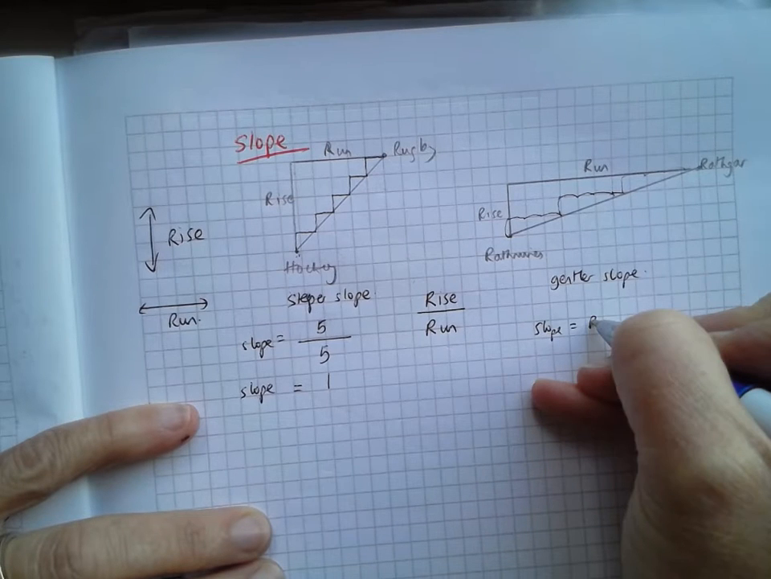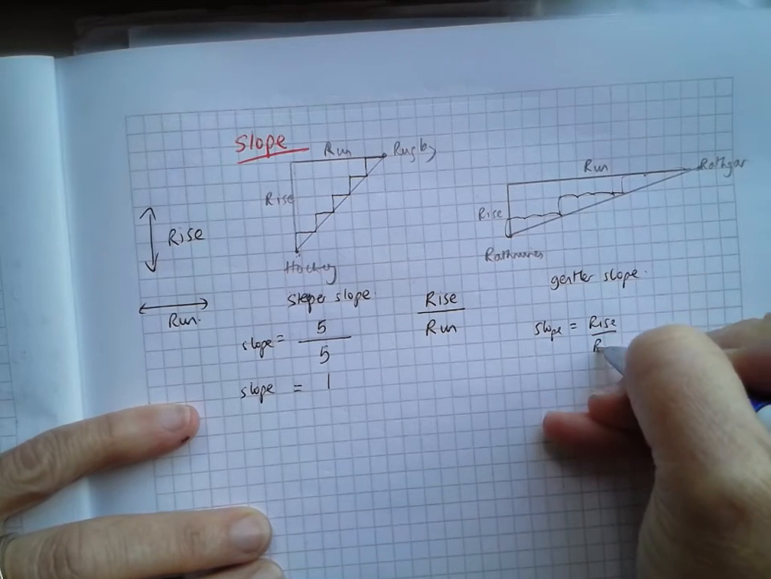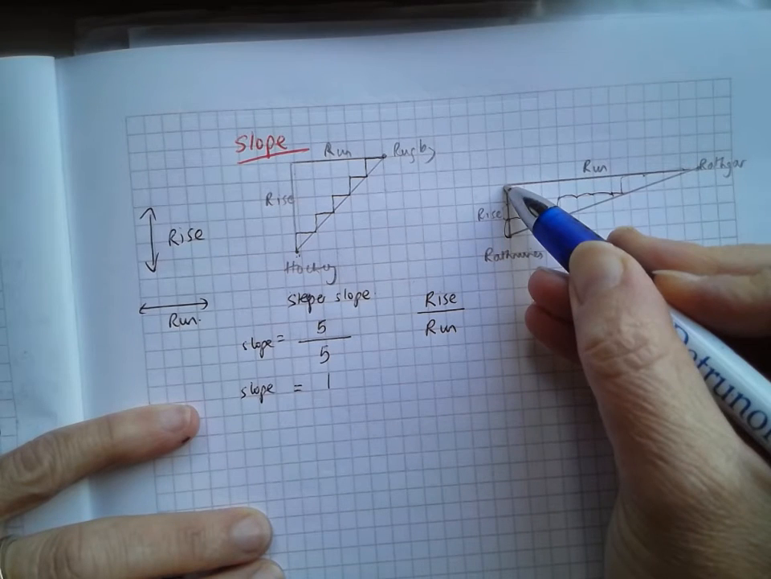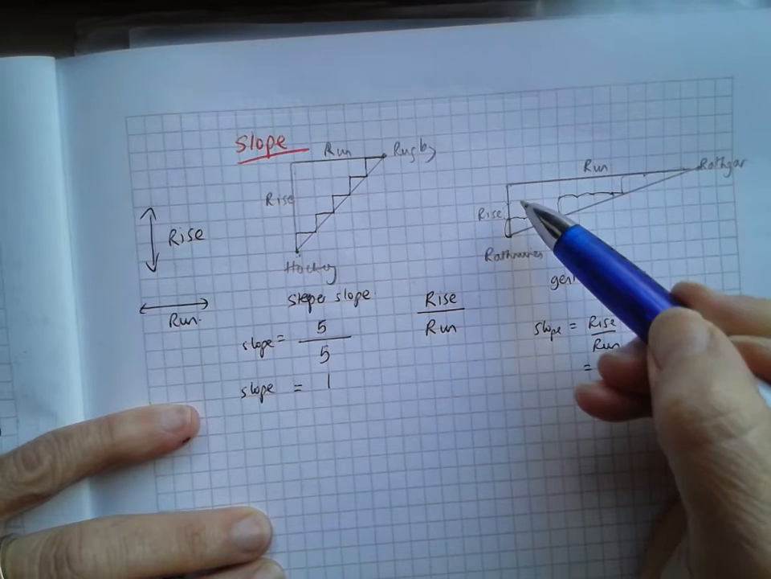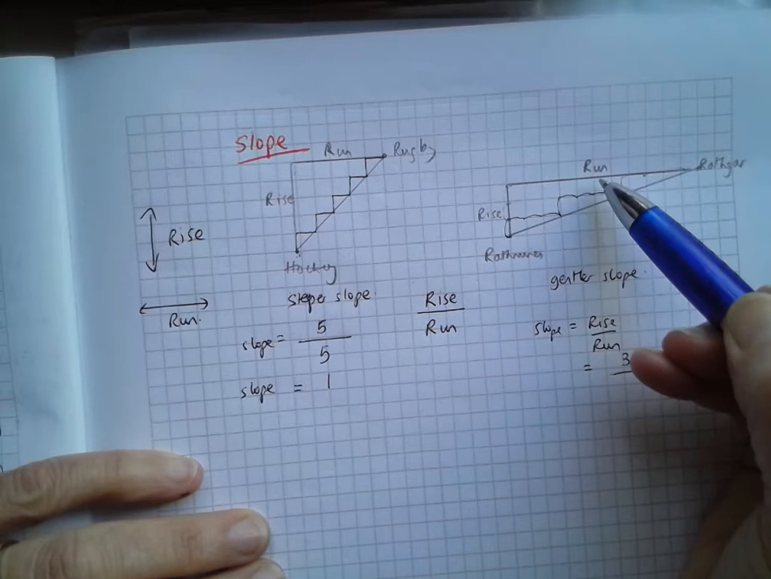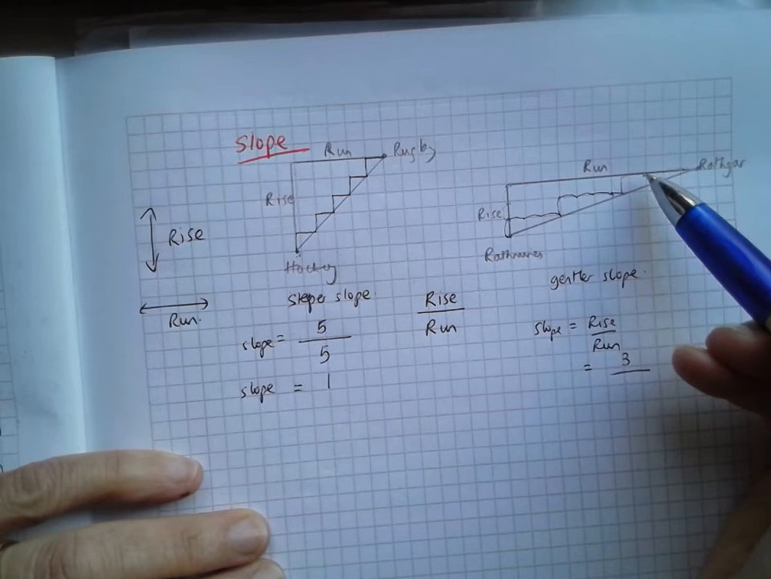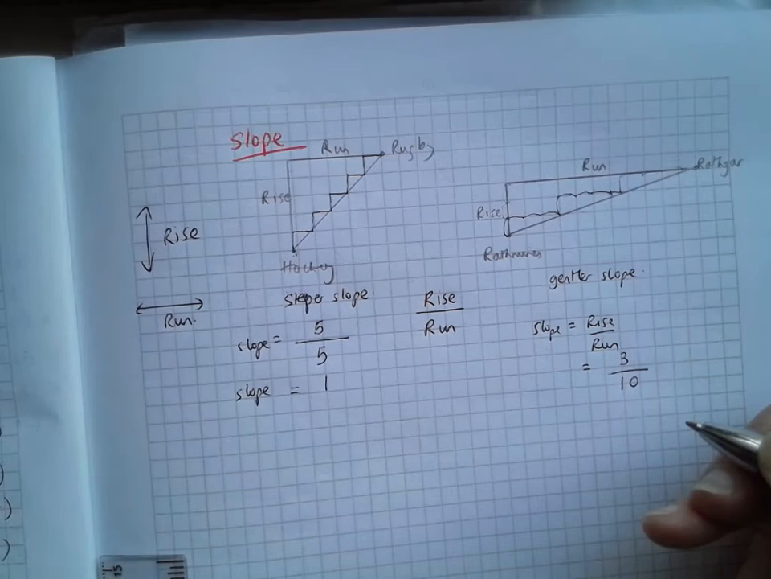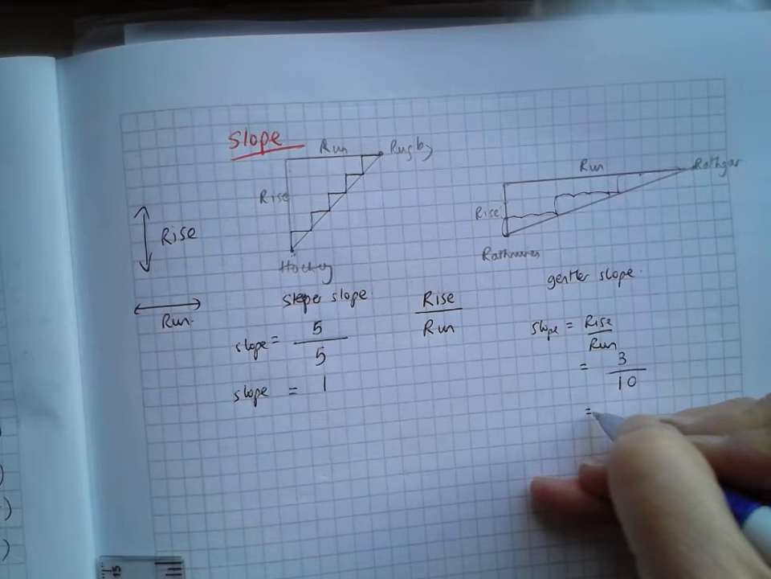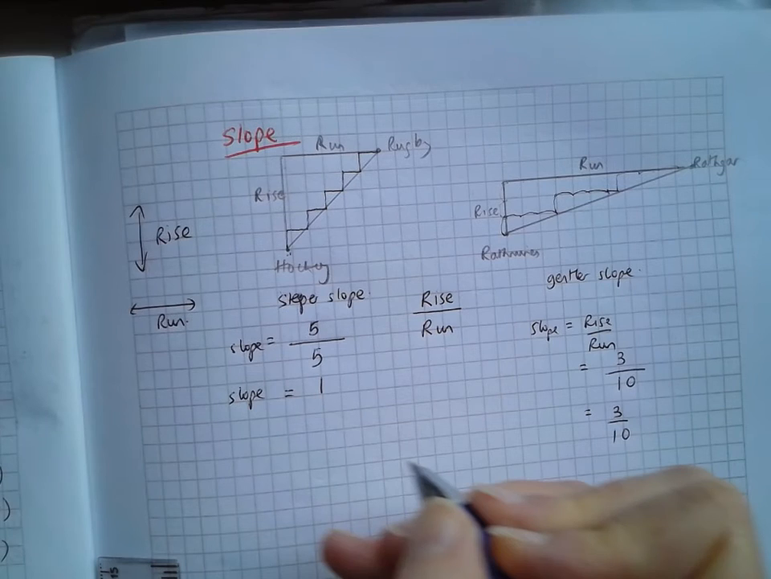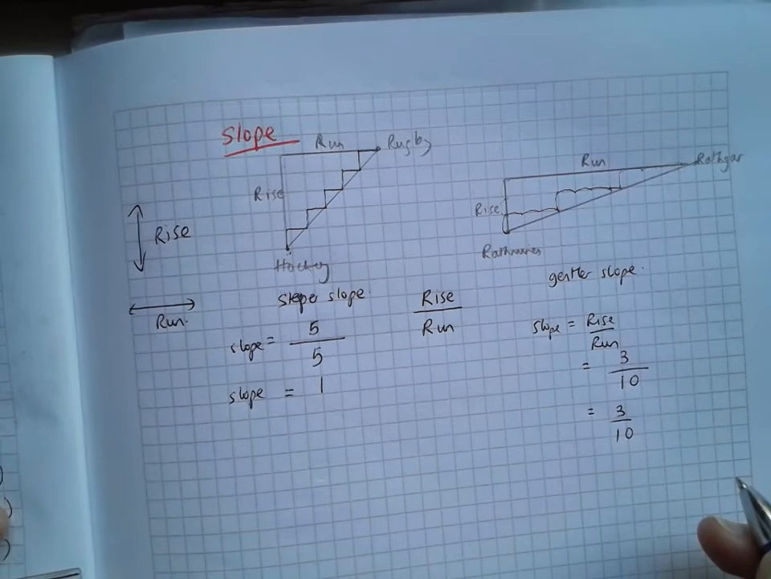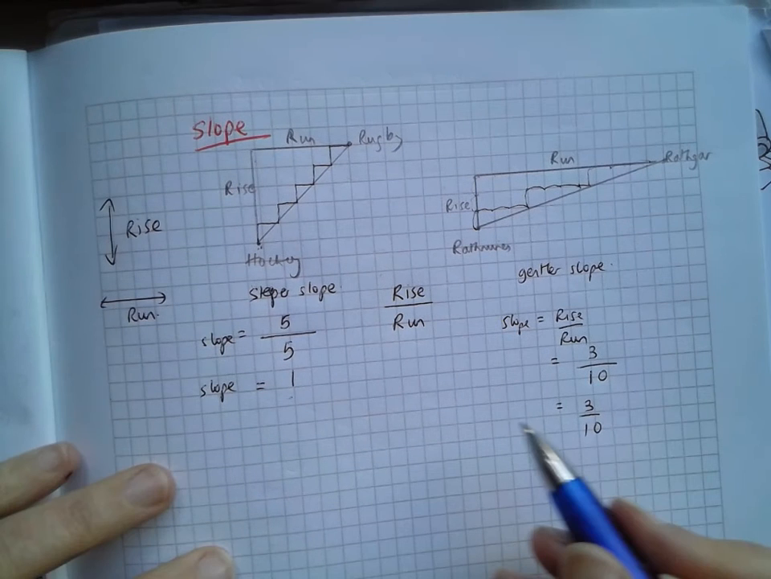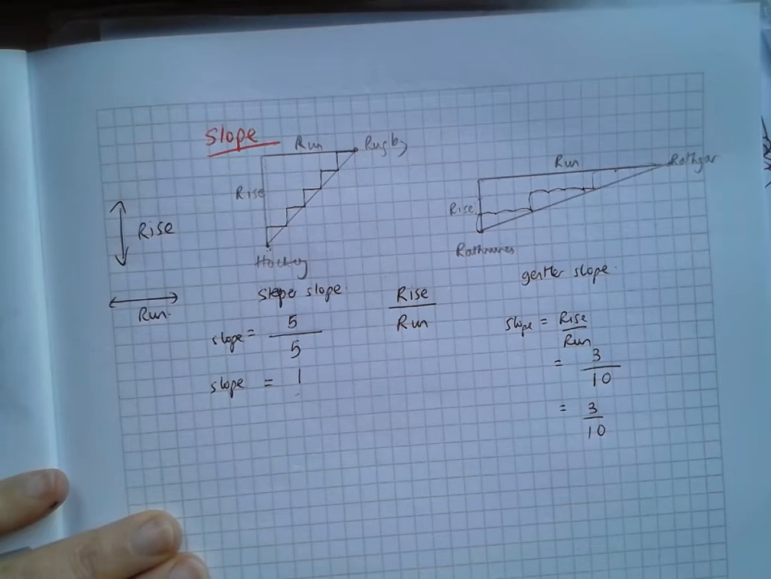They went up 3 in total, and they went along 1, 2, 3, 4, 5, 6, 7, 8, 9, 10. Almost 11, let's say 10, they went along 10. So this has a slope of 3 out of 10, and this has a slope of 1. And we know that 3/10 is much less than 1. 3/10 of a pizza is much less pizza than 1 whole pizza. So this has a more gentle slope.